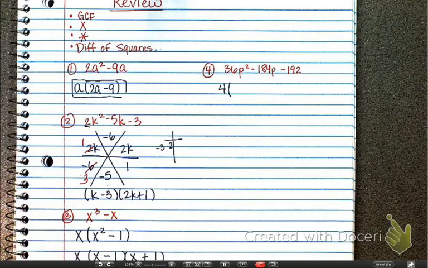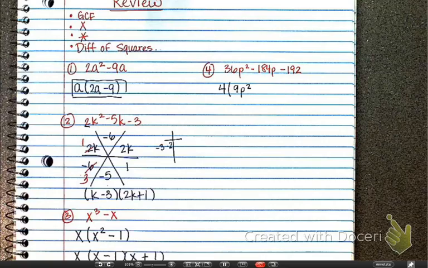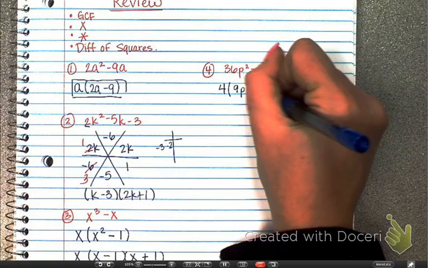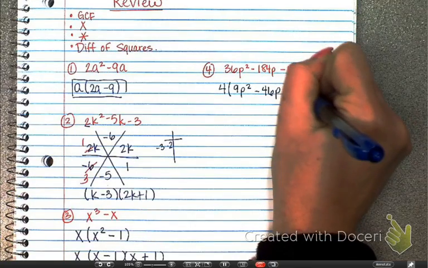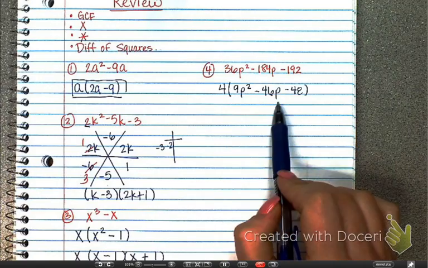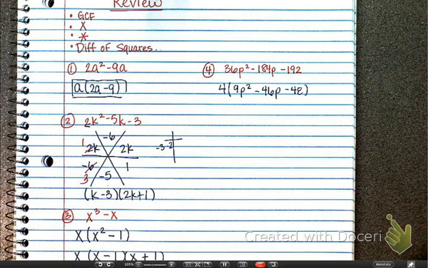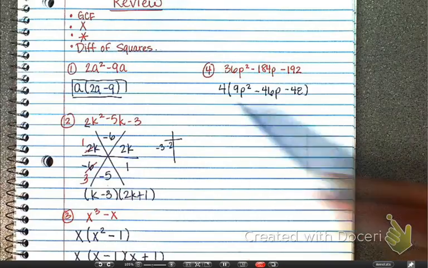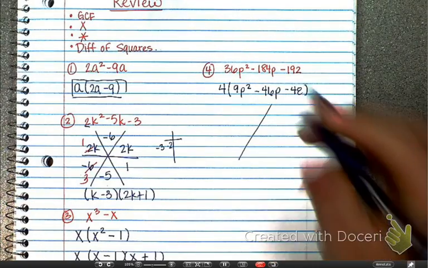So when I pull a 4 out, I'm left with 9p squared. 184 divided by 4 gives me a negative 46p. And 192 divided by 4 gives me a negative 48. Check one more time just to make sure there's nothing else that goes into 9, 46, and 48, just in case you didn't pull out the largest GCF originally. But there isn't, so I'm going to go to my Super X.